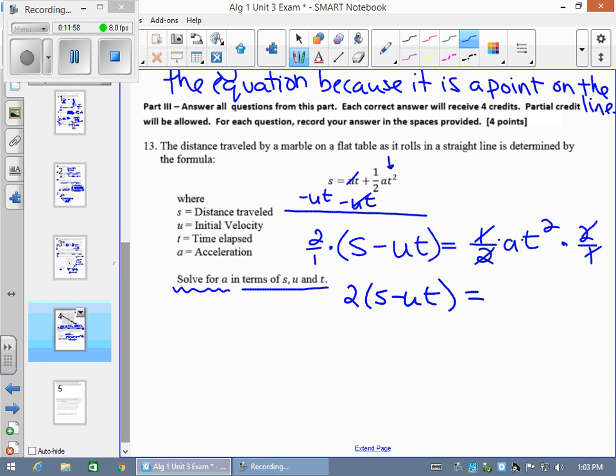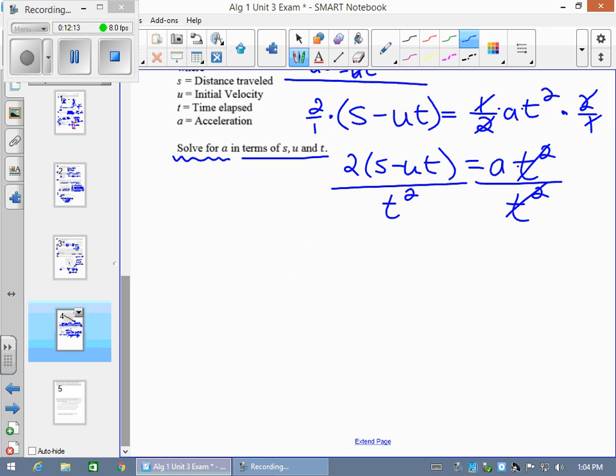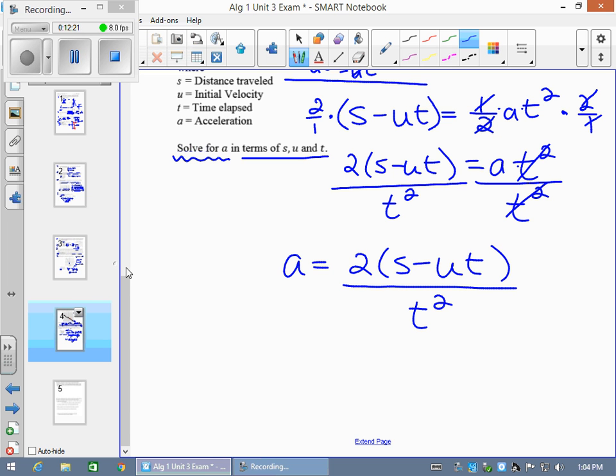And now again, I'm solving for a. So right now the only thing left attached to a is t squared, and it's attached through multiplication. So I'm going to divide both sides of my equation by t squared in order to get my final answer, which is a is equal to 2 times (s minus ut) divided by t squared. And if you happen to distribute that 2, your answer could have also looked like this: a equals (2s minus 2ut) divided by t squared.